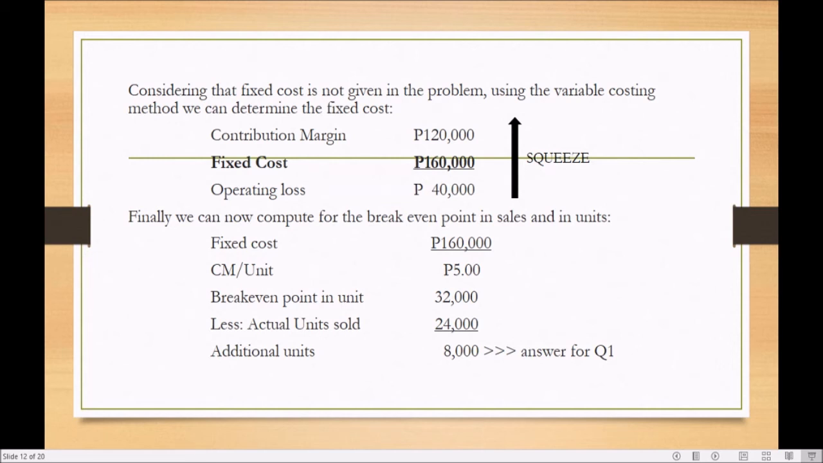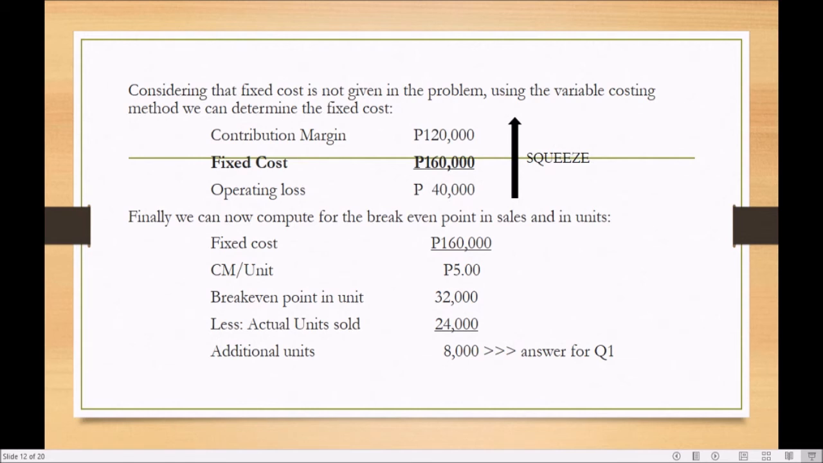Okay? Instead, dapat idagdag. Okay? Idadagdag po natin kasi loss yan. Pero kung naging operating profit yan, hindi po yan idadagdag. Ibabawas ko po yun. Okay, ibabawas. In this case, idinagdag ko yung 40 sa 120 kasi operating loss yan. Okay, take note ha. Hindi parating idadagdag. It will depend. In this case, idinagdag yung 40 sa 120 kasi operating loss. Pero pag operating profit yan, ibawas yan sa 120 para ma-determine yung fixed cost.